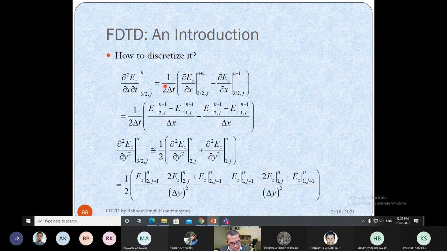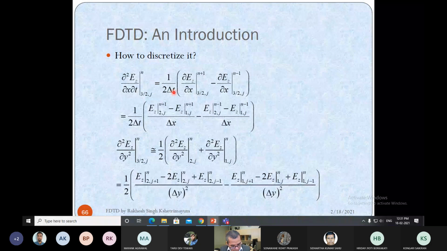Because we are doing this derivative over 2 time intervals, it will be easier for us later on, because we have many double differentiations here. So it should be a similar expression to that of the double differentiation. So 1 by 2 delta t, del Ez at n plus 1 and del Ez at n minus 1, at the same location, 3 by 2, j.